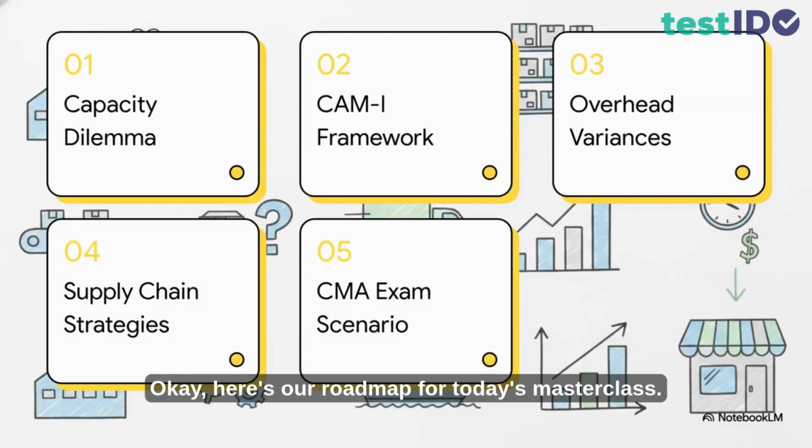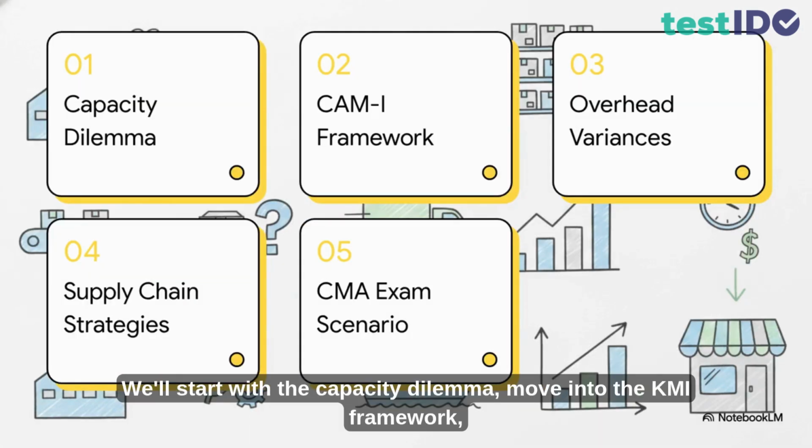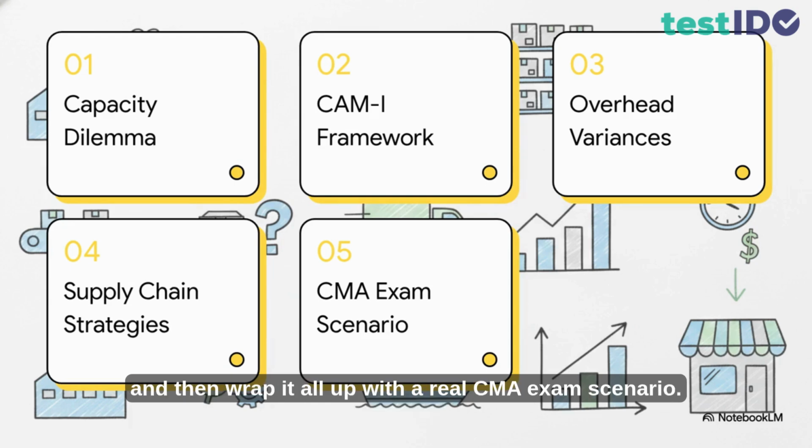Okay, here's our roadmap for today's masterclass. We'll start with the capacity dilemma, move into the KMI framework, break down overhead variances, explore supply chain strategies, and then wrap it all up with a real CMA exam scenario.